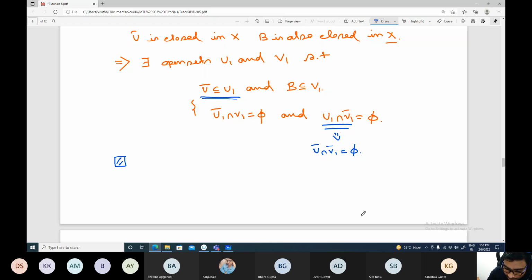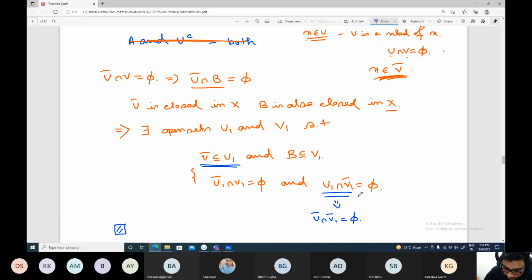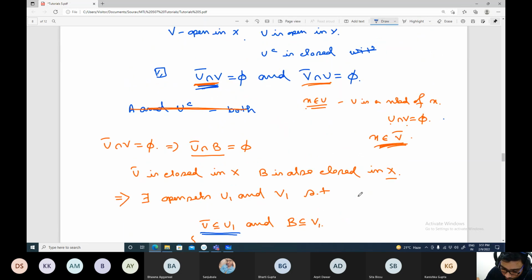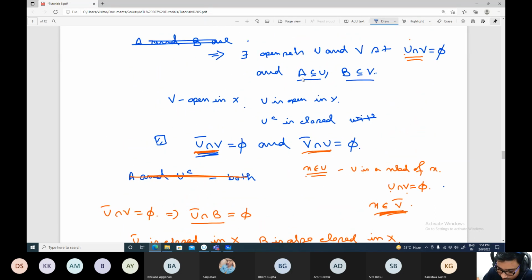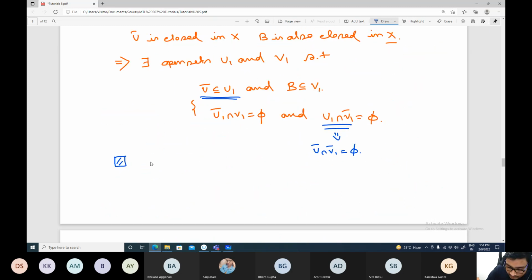Now look, where was this before? A was a subset of U. Right? A was a subset of U. Now come here: B is a subset of V1, right? B is a subset of V1 and U bar intersection V1 bar is equal to phi.